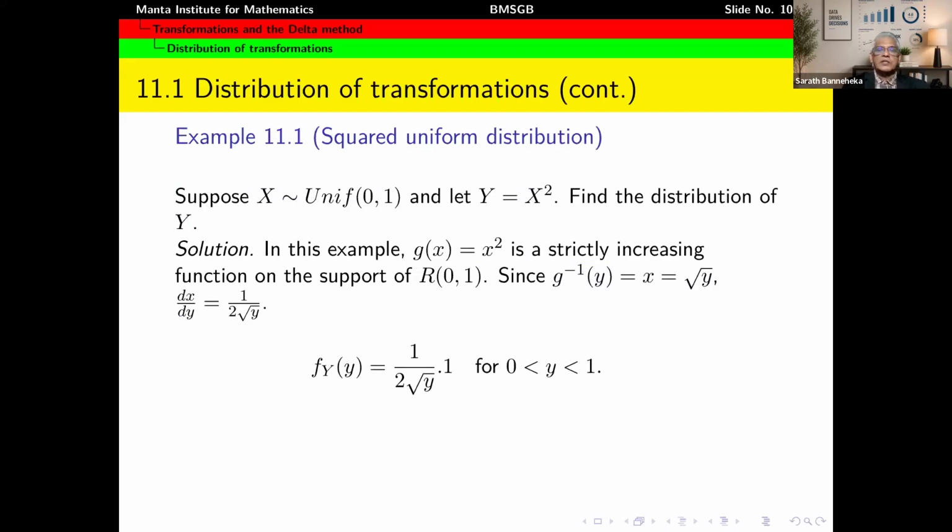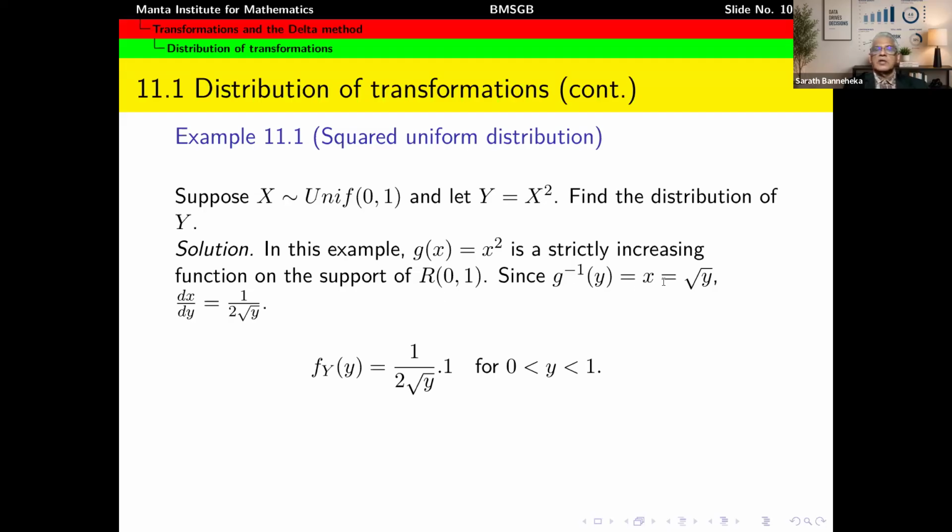Right. So let us look at a few examples. The first example, suppose x has a uniform distribution in the interval 0, 1, and suppose y is equal to x squared. Find the distribution of y. Now notice that when x is in this interval 0 to 1, then x square is a monotonically increasing function, strictly increasing function. Therefore, we can directly apply the theorem.